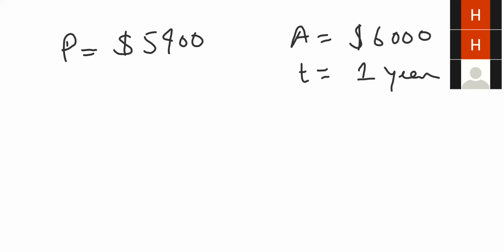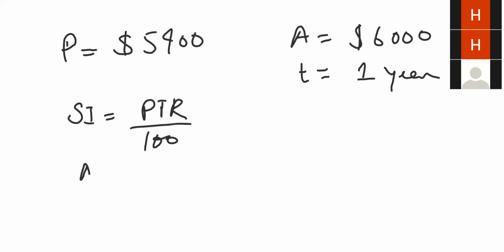Find the simple interest. So what was the formula for the simple interest? SI equals PRT over 100. And the other formula that we did was amount is equal to principal plus interest. Now we know that in the question we do have P and we do have A, which means we've got two known values for this formula.